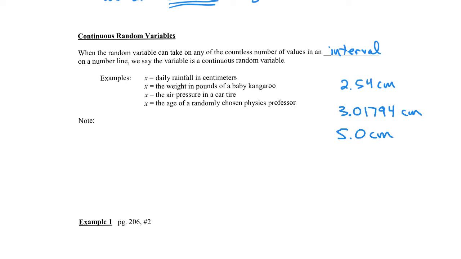But if you think of a number line between 2 and 3, how many numbers on a real number line are between 2 and 3? There's an infinite number of them, right? And we could really get any number in here. We'd only be limited by our measuring tool, right? So a continuous random variable is one that can take on, in theory, any number of values in this interval. So for daily rainfall in centimeters, an infinite number of values we could get here.